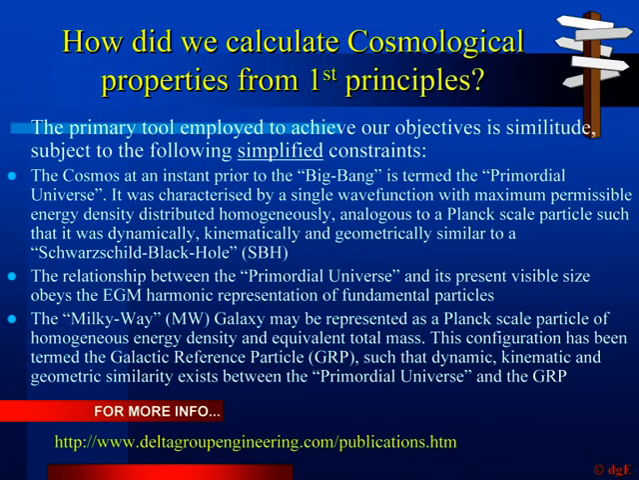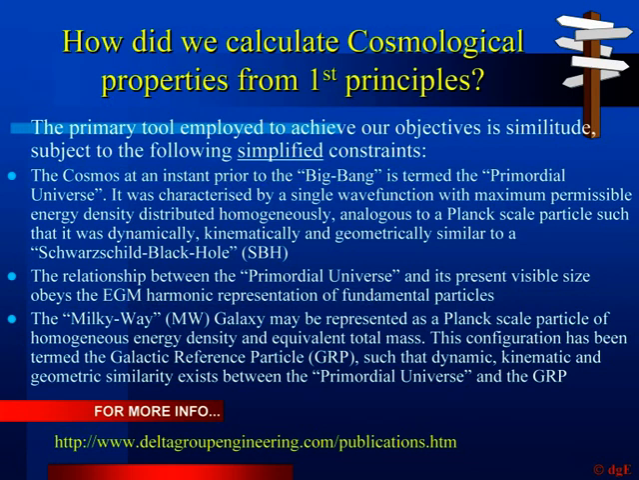How did we calculate cosmological properties from first principles? In simplest terms, we compress the total mass of the Milky Way galaxy and the universe down to 2 Planck energy density particles, related to each other by applying the EGM harmonic representation of fundamental particles. This produces cosmological properties, because the universe is isotropic. Hence, the mass density of any part of it, that is, our galaxy, is scalable relative to the whole universe.